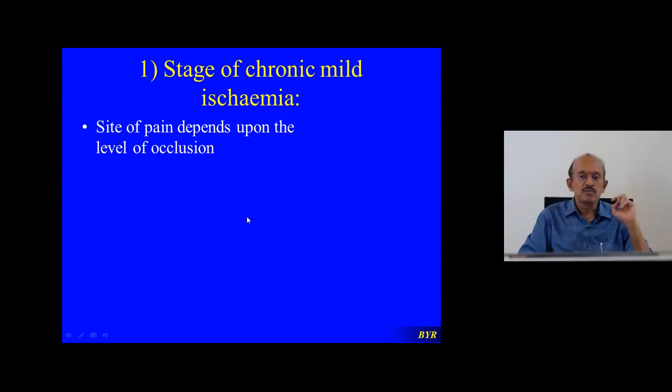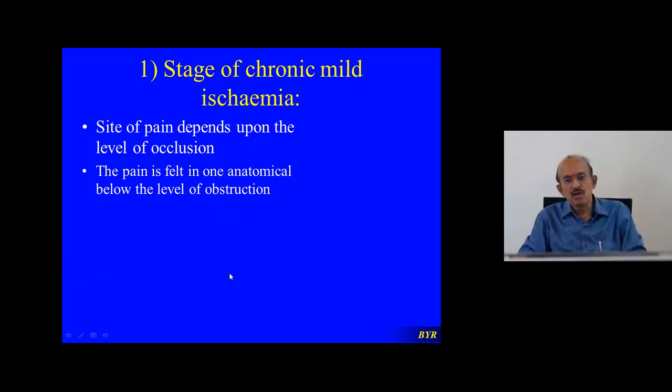The site of the pain depends upon the level of occlusion. The pain is felt one anatomical level below the level of obstruction. For example, if there is partial obstruction of the femoral artery in the thigh, one level below, that means he will get the pain in the leg muscles, that is, the calf muscles. If the patient has a block in the calf area, then the patient will get pain in the foot region. If the block is in the iliac vessels, then the patient will get pain in the thigh as well as the leg.